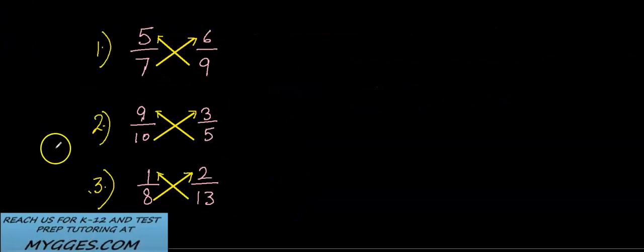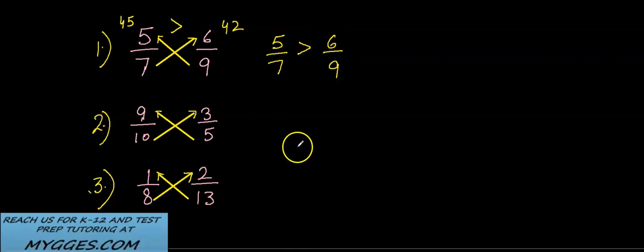Let's practice some examples. So in the first one, if we multiply 5 times 9, we get 45. And 6 times 7 gives us 42. So 45 is greater than 42. That means 5/7 is greater than 6/9.